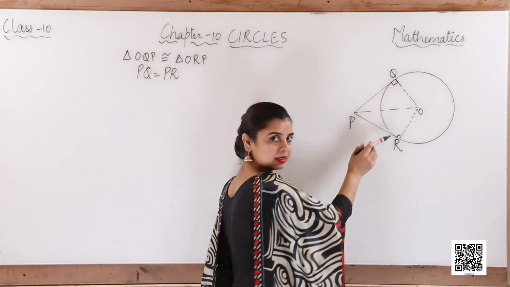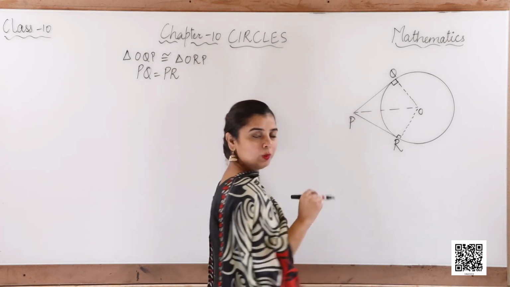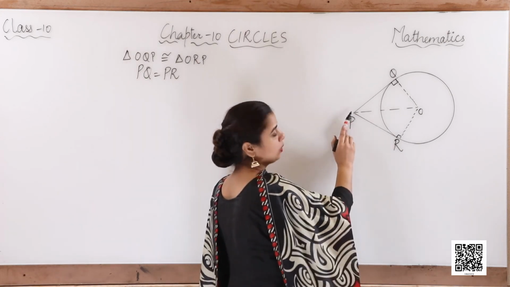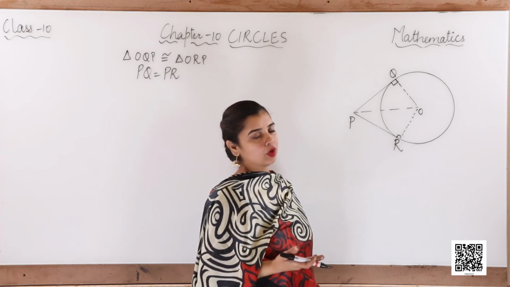Children, we have just proved that when two tangents are drawn from an external point, by proving these two triangles as congruent and with the help of CPCT, we have proved that PQ is equal to PR. That is, the lengths of tangents from an external point are equal. Now, is there any other inference that we can draw from this?